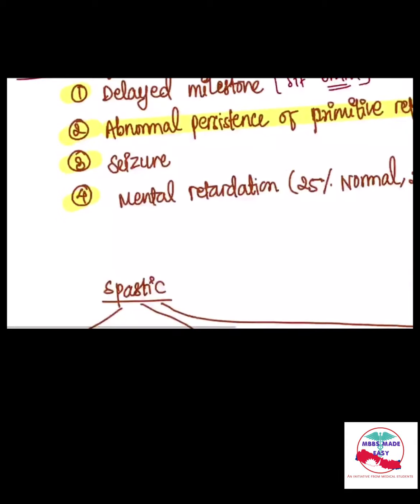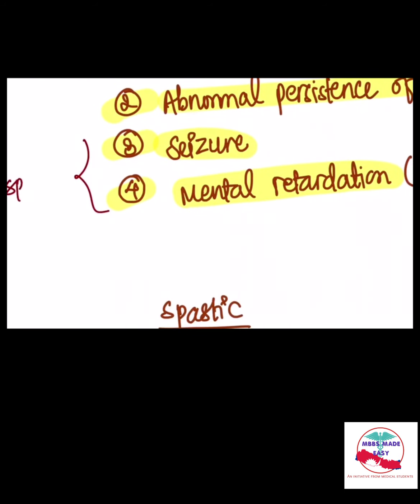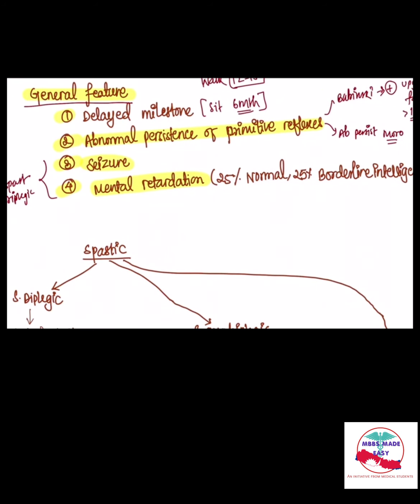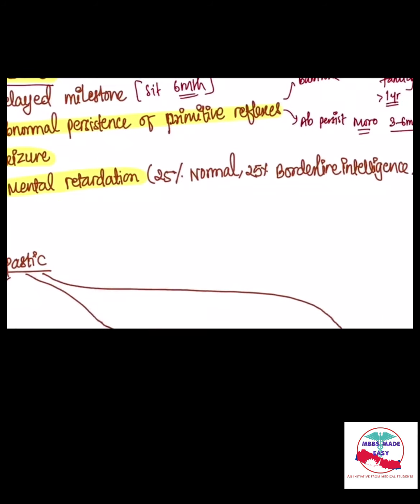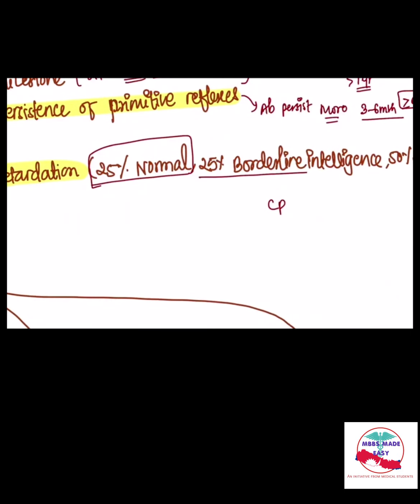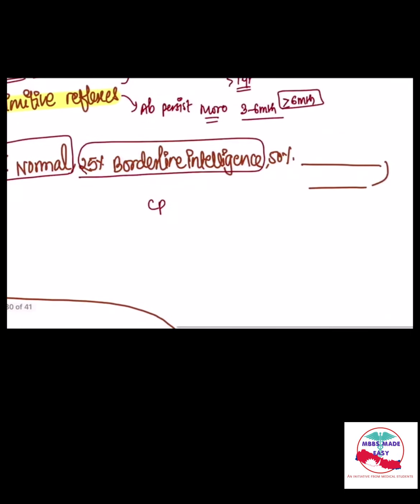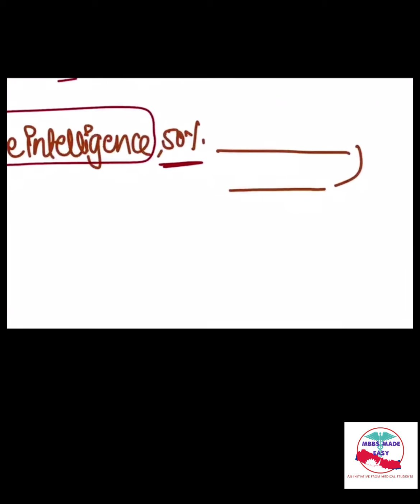Now besides that, cerebral palsy can also have features of seizure and mental retardation, but these two features are generally absent in spastic diplegic cerebral palsy, and present in variable frequency in the other three classifications of cerebral palsy. As a whole, about 25% of the patients are going to have no mental retardation, they are going to be normal. In another 25% there will be borderline intelligence, whereas 50% of patients with cerebral palsy will be mentally retarded.